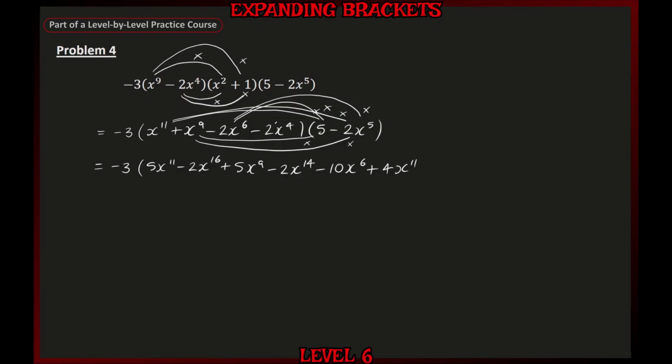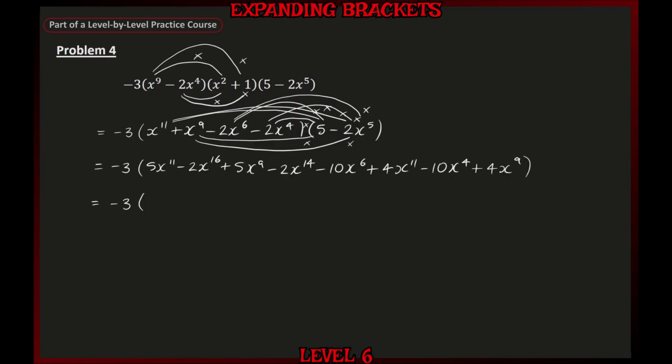Finally, we have minus 2x to the power of 4 times 5, which is minus 10x to the power of 4, and we have minus 2x to the power of 4 times minus 2x to the power of 5. Again, minus 2 times minus 2 is plus 4, and x to the power of 4 times x to the power of 5 is x to the power of 9. And we can close the bracket there. Now looking inside this bracket, there are some like terms, so we can simplify this before multiplying by minus 3.